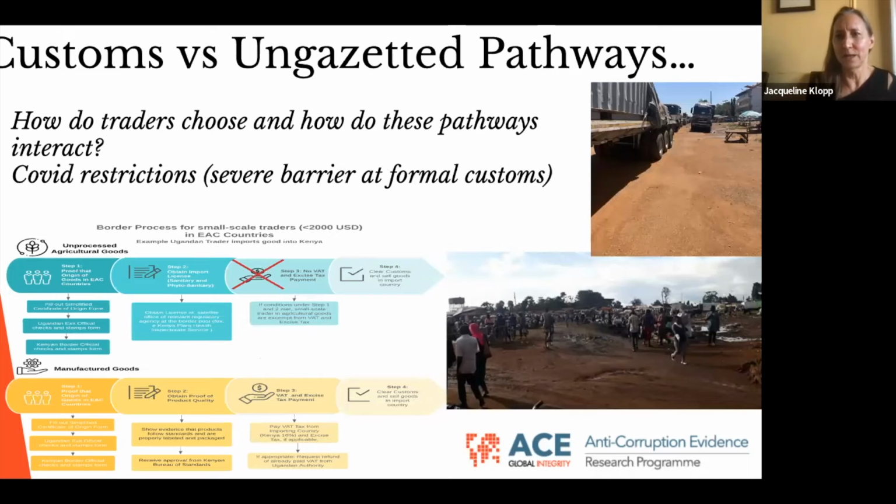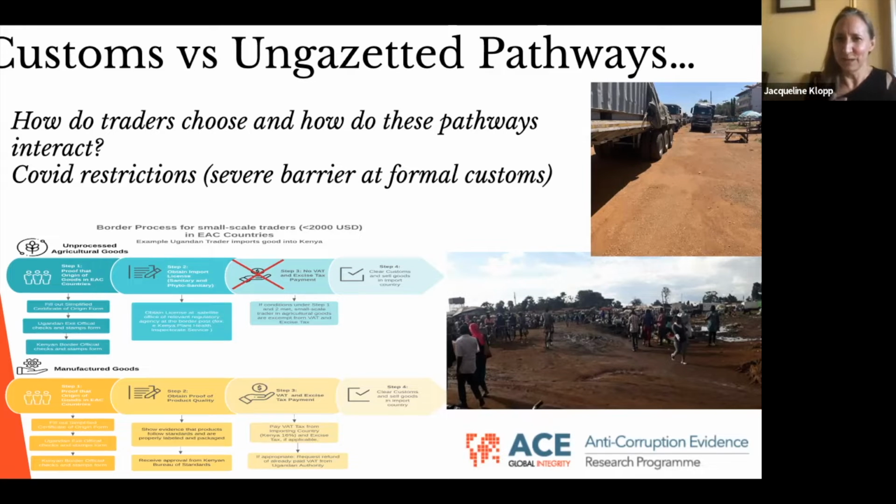The first important thing to recognize is that at these borders, you have the formal customs that emerged out of colonial state formation. And you have a lot of what the traders call ungazetted pathways. These are pathways, many of them prior to colonial rule that traders used. And they're often very close to each other, as you can see in Busia. And so these small scale cross-border traders have an option: do I take the ungazetted pathway or do I try to go through formal customs? And what motivates them to do one or the other is very important. But one thing that's often neglected is this question of what happens at customs influence what happens at the ungazetted pathways and how do these interact?